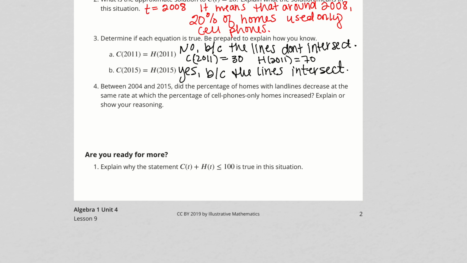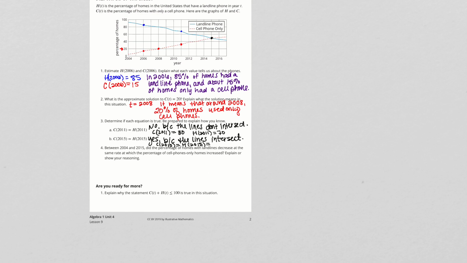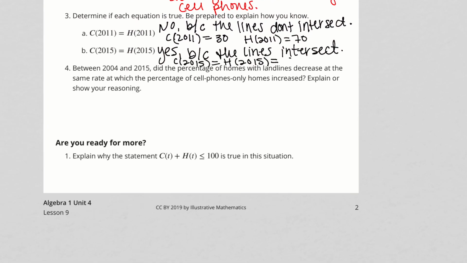So we have C of 2015 equals H of 2015, which equals, what is our percentage there? It's about 50? Yeah, equals 50. Okay, between 2004 and 2015, did the percentage of homes with landlines decrease at the same rate at which the percentage of cell phone only homes increased?